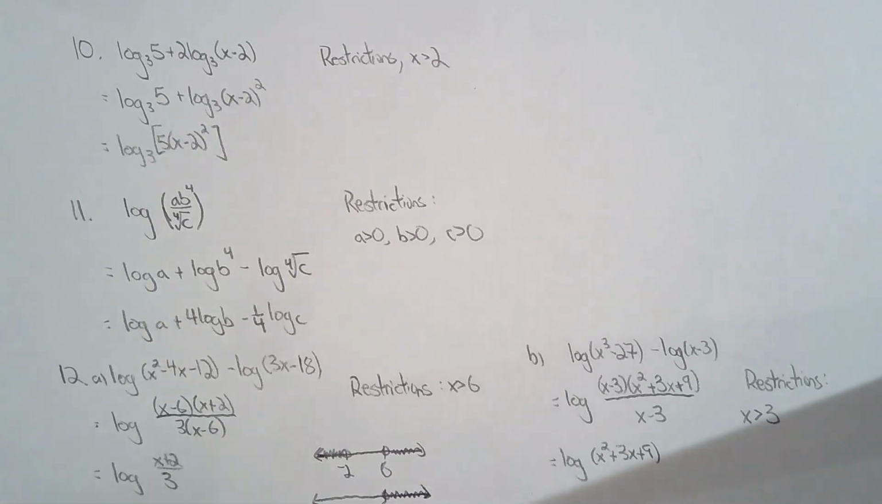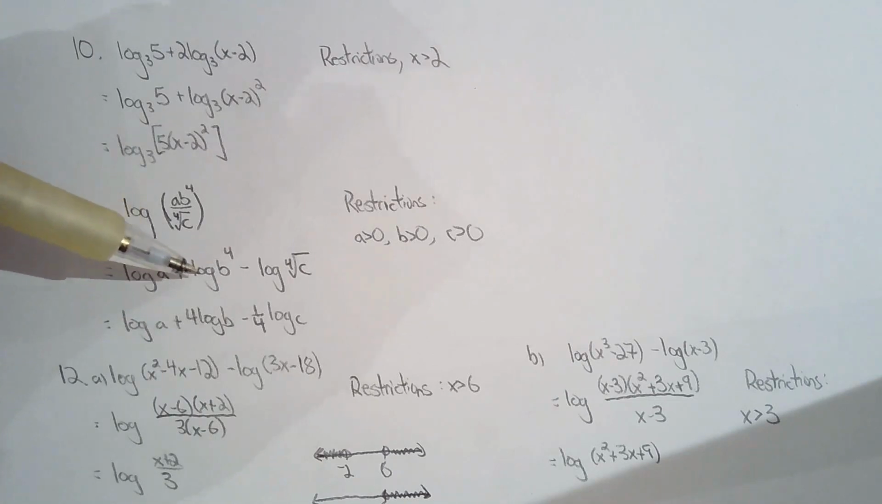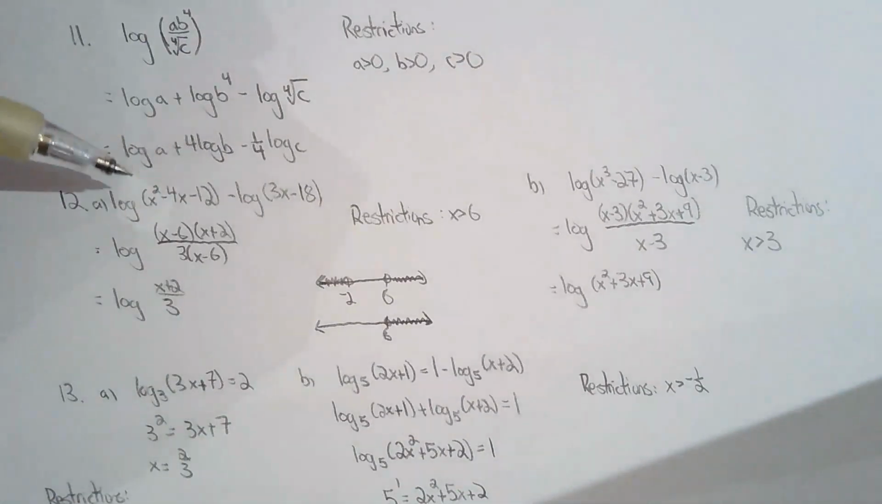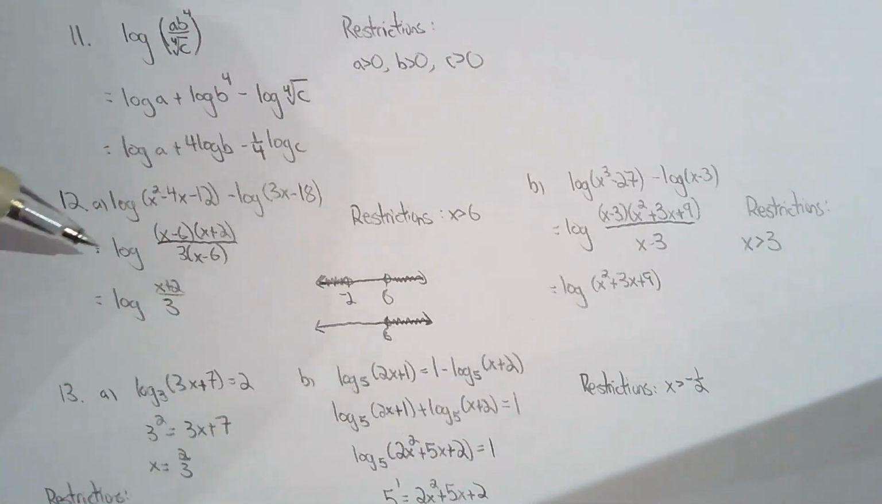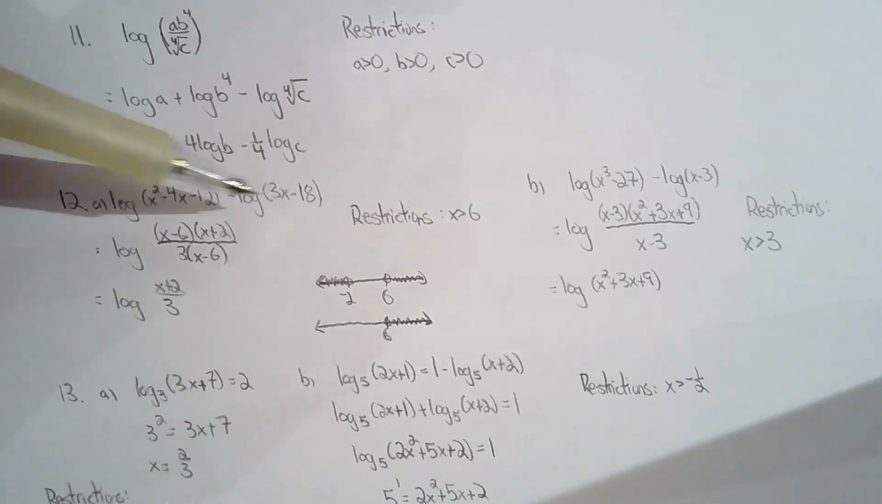For question 11, you're basically doing the opposite of question 10. So you're breaking apart that single logarithm and expressing it as a sum and difference of logarithms. Don't forget to use your power law of logarithms to simplify further. For question 12, the simplifying part should be pretty simple. It's the restriction part that's challenging. So you have to make sure the argument is positive.